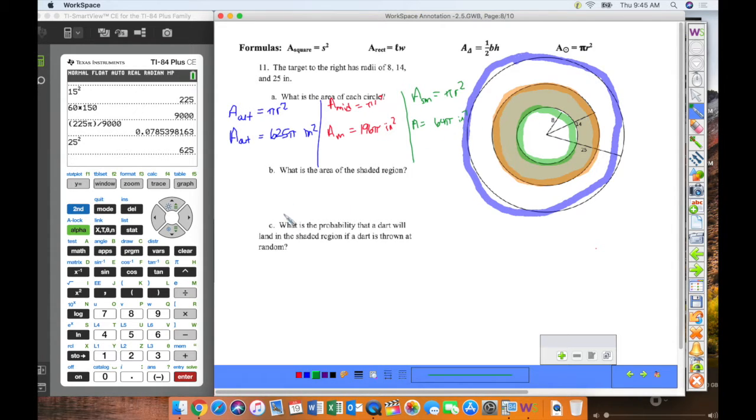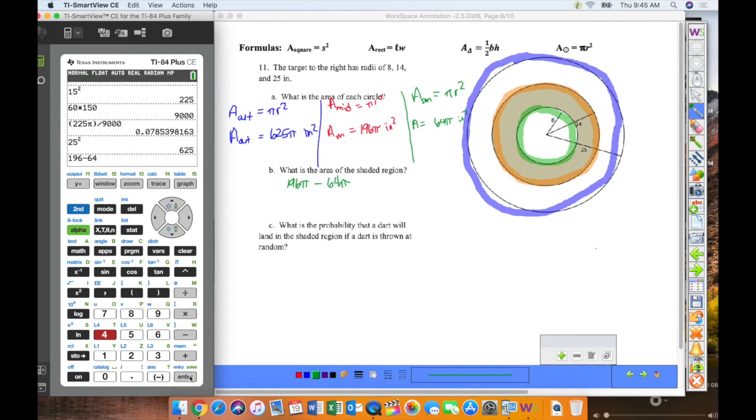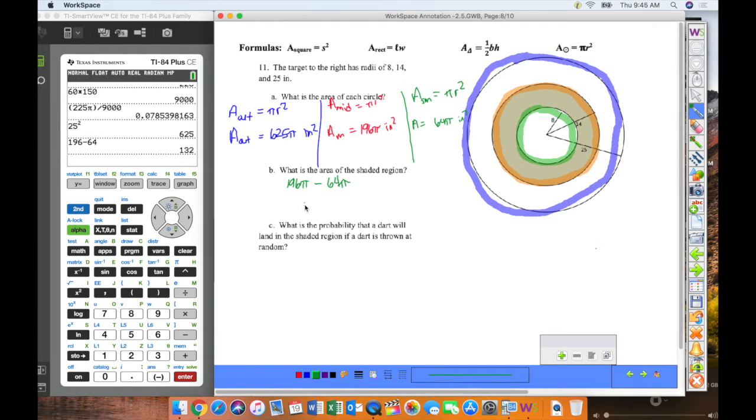So I'm going to do 196 pi take away 64 pi, and these are like terms because they both have a pi with them. It's like 196x minus 64x. So all I have to do is take those coefficients minus each other and realize that that's 132 pi. That's the area of the shaded. So let's label that: area of the shade equals 132 pi, SH for shade, and that'd be inches squared.